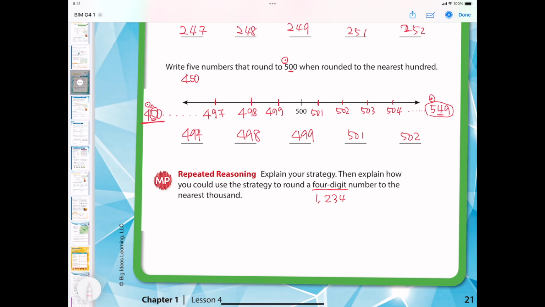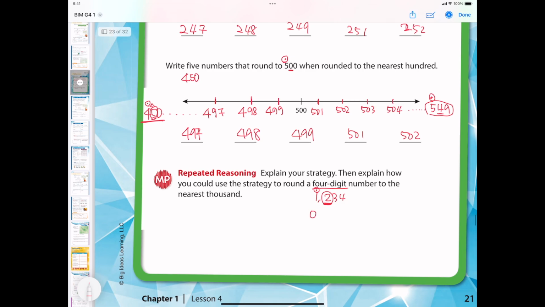So when you round this number to the thousands place, you check the number right next to it, to the right side, which is 2 here. We just nickname it the matter number. So when the matter number is 0 through 4, we are going to round down, which means this is going to round down to 1,000.